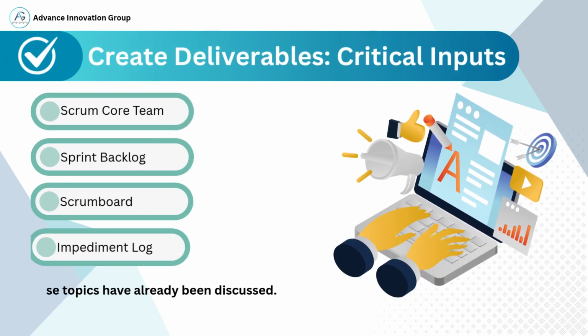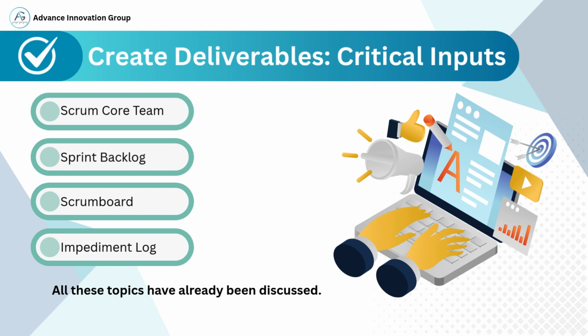Now let's look at the critical inputs required in the Create Deliverables process of the Implement phase. These inputs are essential to begin and carry out the work of delivering the sprint goals. 1. Scrum Core Team. This is the team responsible for executing the work. They have already been formed during the initiate phase and include the Scrum Master, Product Owner, and Development Team.